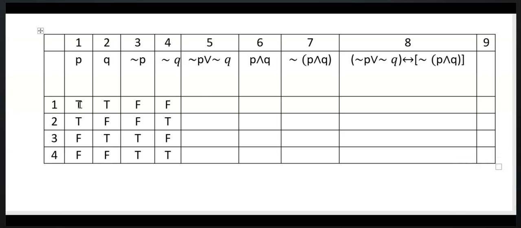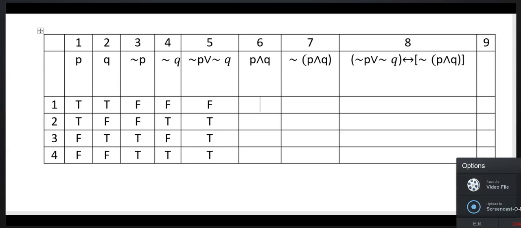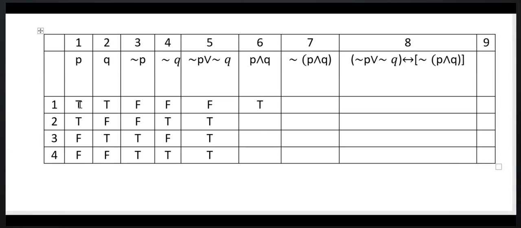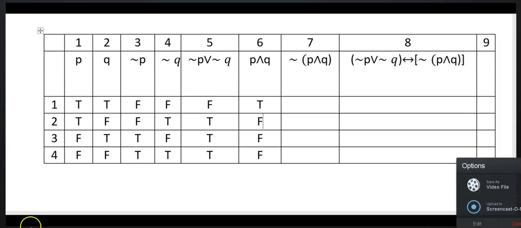Now see this here. Now next we'll find out the AND between these two, 1 and 2. That will be T, TF is F, F and F. First will be T and all will be F. Now their negation, column number 7. Negation of this is F, T, T, T.